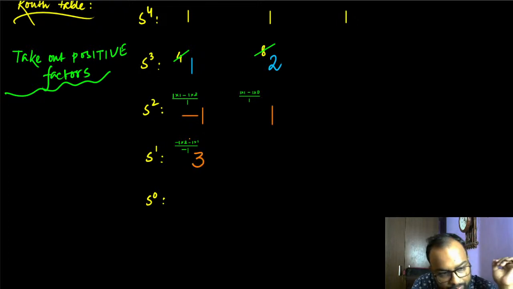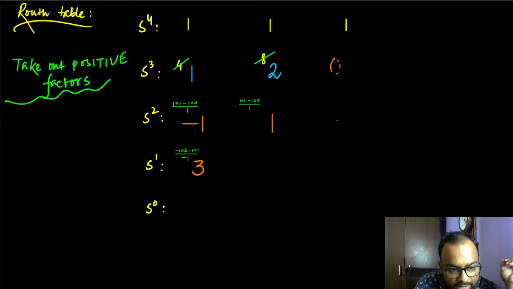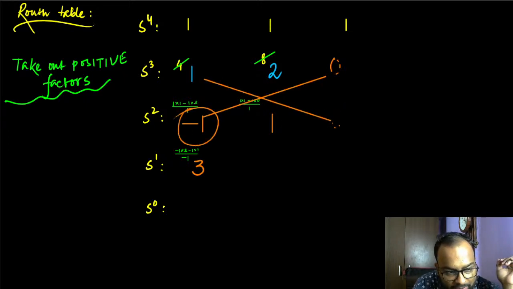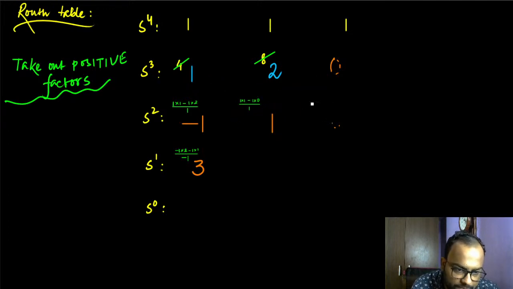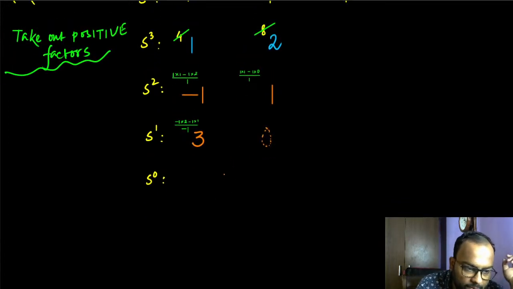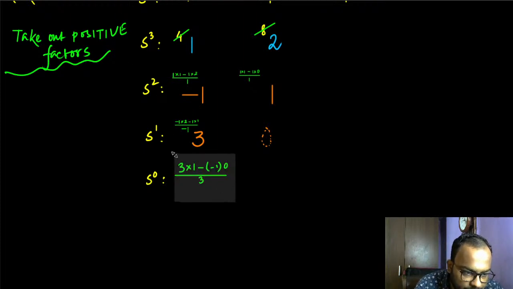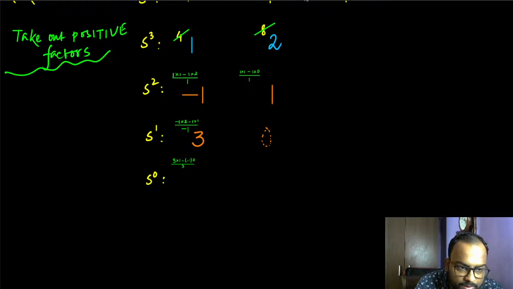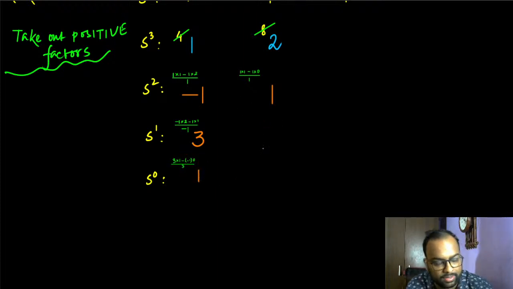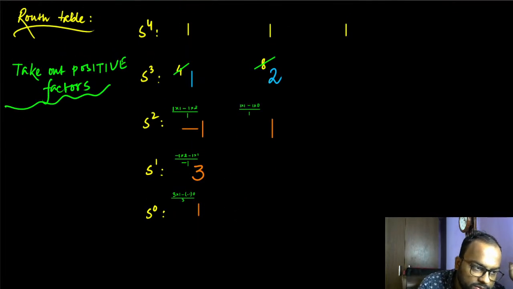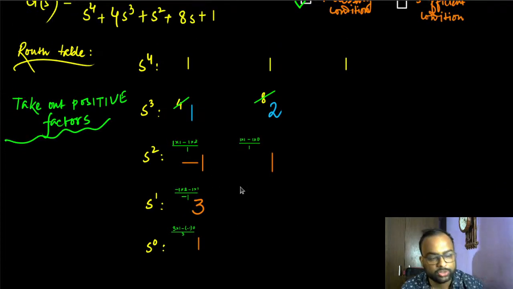That's going to be 3. And nothing here because of course we have 0 here. If you imagine, we have 0 here, so the product is 0, divided by minus 1, so 0. No need to write those. You can actually skip writing that, not a problem. And then of course the next term would be 3 times 1 minus minus 1 times 0 divided by 3, and that's obviously 1. So that is the end of the Routh table.